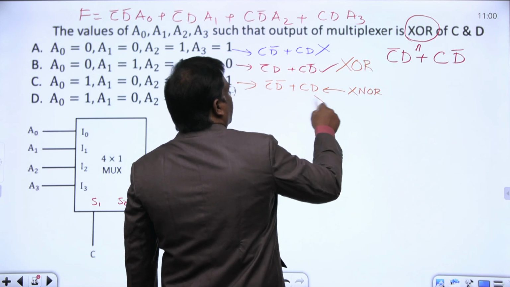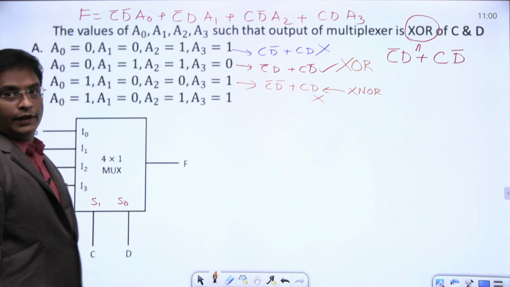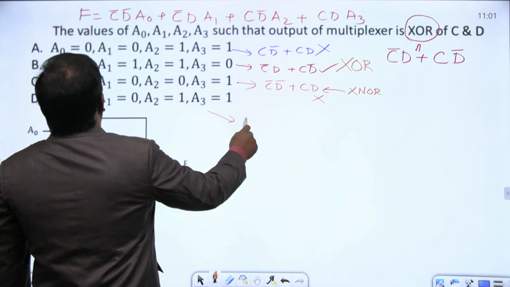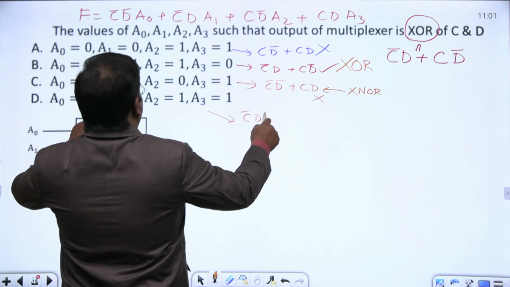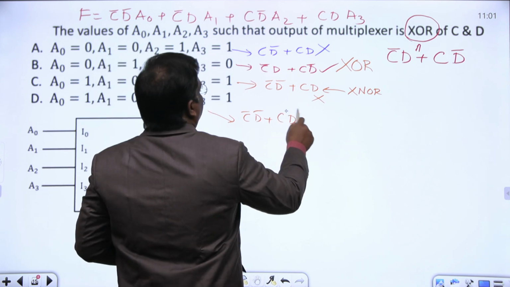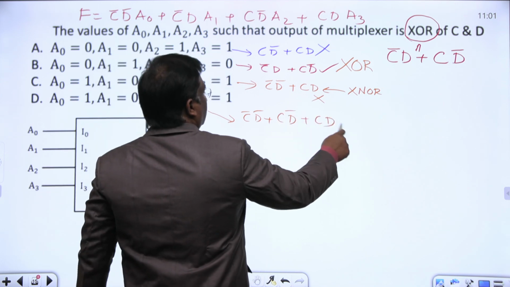Okay, this is also a wrong option. XOR NOR, we are getting the output. Okay, if I take this one, we are getting a different answer. You have to simplify it here. This is C bar D bar, plus this is only the third term, fourth term coming, C D bar plus CD. Okay, this is also not it.